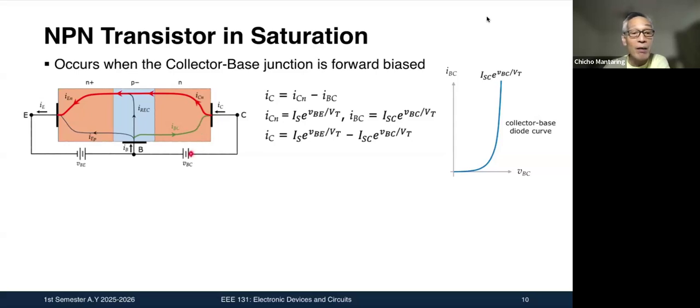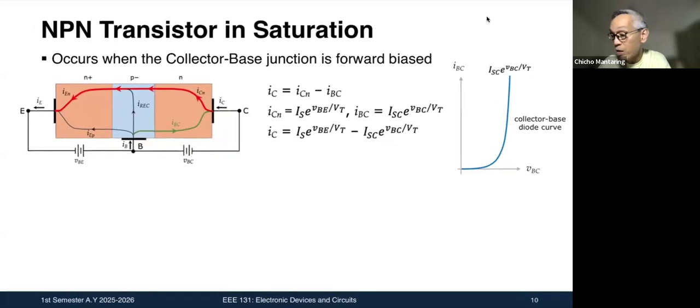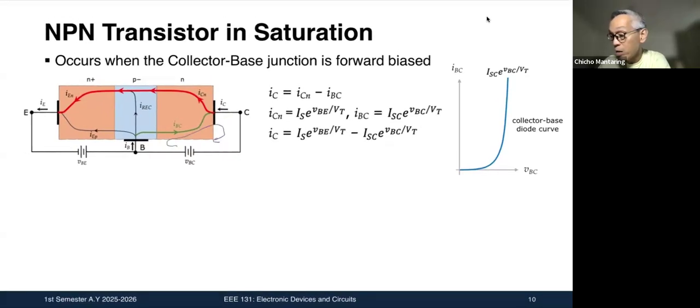What will happen? You're now going to have a forward current flowing in this loop. You will have a forward current there. The value of this current is IBC. How do you compute for IBC? Well, we can use the exponential model of the collector-base diode to compute for IBC. That will follow Shockley's equation.